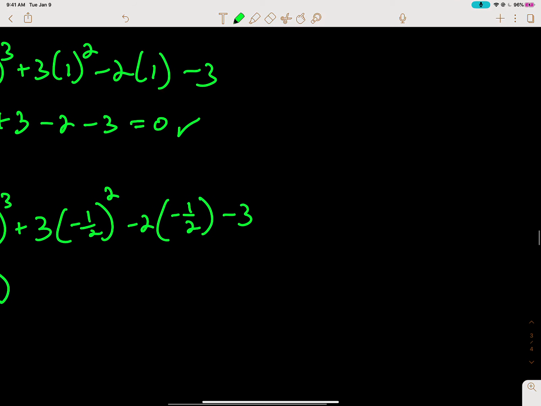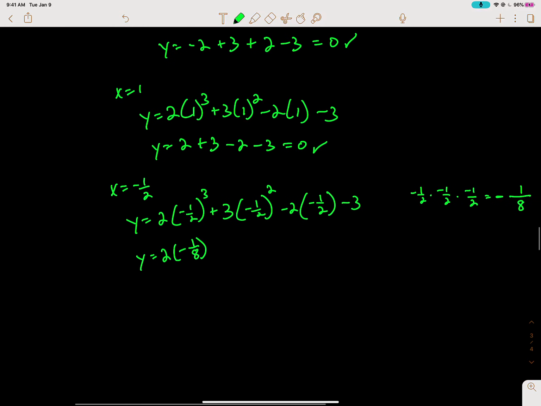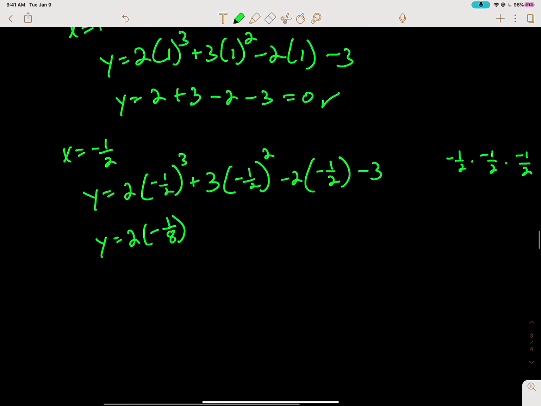I'm going to write this on the side. -1/2 times -1/2 times -1/2. Remember when we multiply fractions, we multiply the tops. First of all, I have a negative times a negative is a positive times another negative. I know the final answer is negative. When I multiply the tops, 1 times 1 times 1 is 1. On the bottom, 2 times 2 is 4, times 2 again is 8. So that's how that came out to be -1/8.